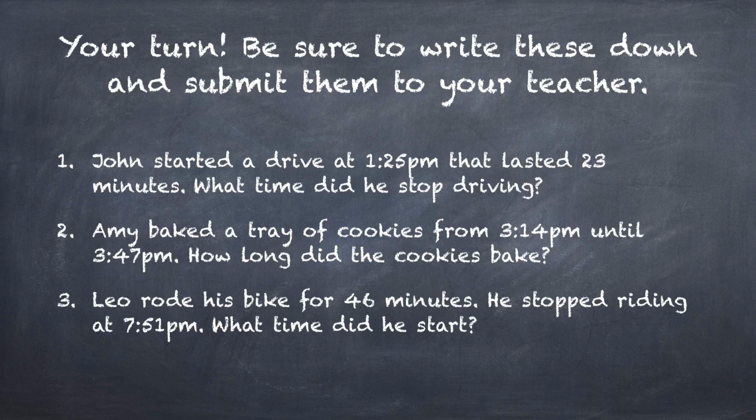Number 3, Leo rode his bike for 46 minutes. He stopped riding at 7:51 p.m. What time did he start? Here's your last hint. Take your 7:51 and find the difference of 46 minutes. Go back 46 minutes like in the last example.